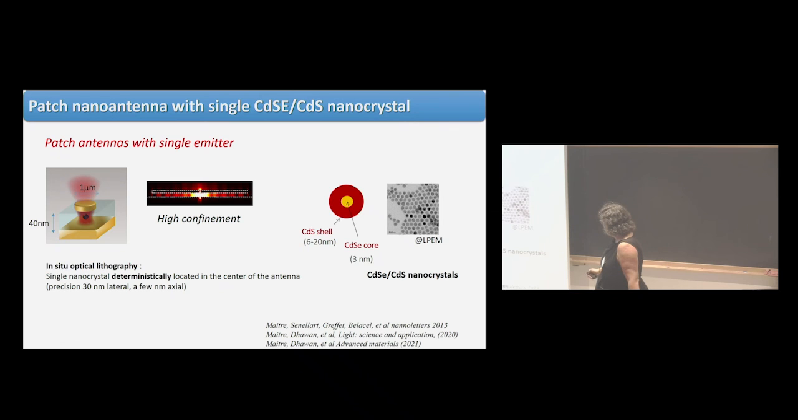What we do here is we take colloidal nanocrystals, CdSe/CdS nanocrystals, which are made of a core of CdSe, typically a few nanometers, surrounded by a shell of CdS. They are synthesized in the LPEM, first by Benoît Dubertré and now by Thomas Pons. These nanocrystals are in solution, so you can dilute the solution and deposit on the gold surface many emitters, but well separated, and then you put the patch just above it.